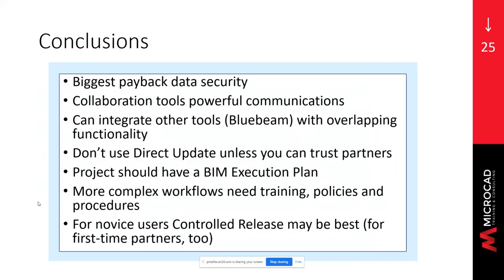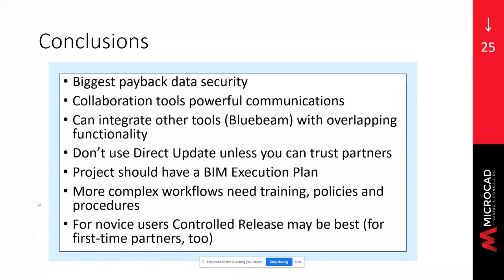Obviously, all partners must use the same workflow to enforce the process. So we recommend strongly that every project should have a BIM execution plan in place that explains the process. The BIM execution plan would say who's responsible for what, when you do the updates, how you do the updates, what the process is, and that would make sure that everyone on the project uses the same procedures. This doesn't replace training for the more complex workflows, but it makes sure that all the partners have consistent policies and procedures.